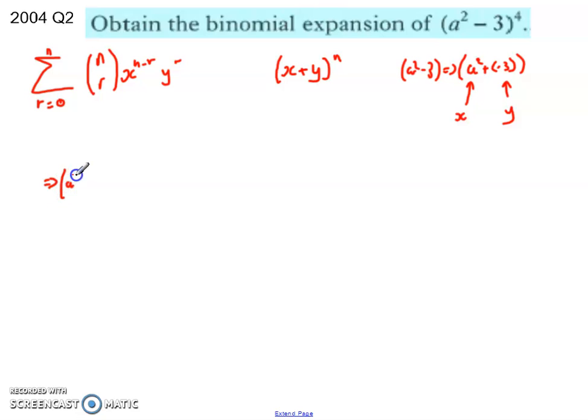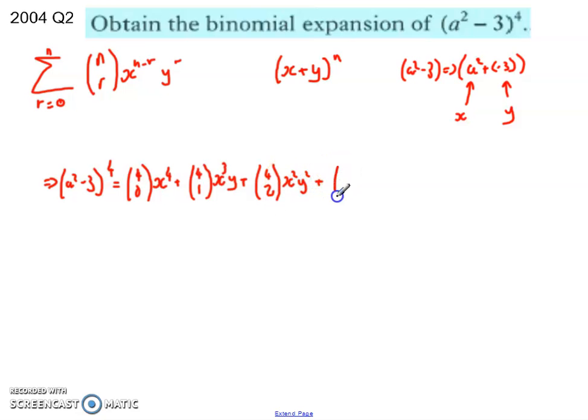So what I can then say is I can expand it that way. (a squared minus 3) to the power of 4 is equal to 4C0 times x to the power of 4, plus 4C1 x cubed y, then plus 4C2 x squared y squared, plus 4C3 x y cubed, and then plus 4C4 y to the power of 4.